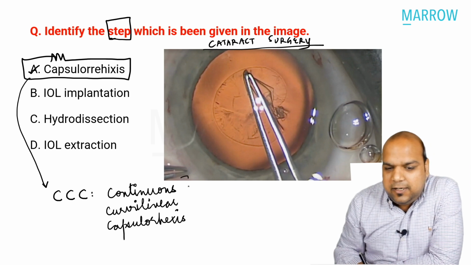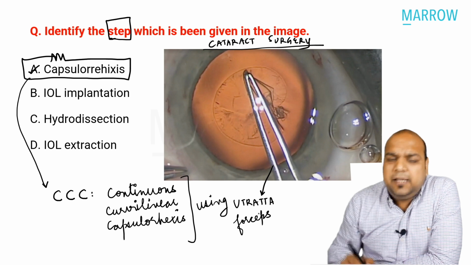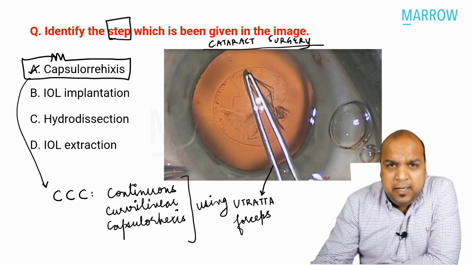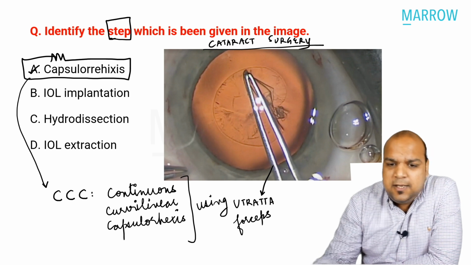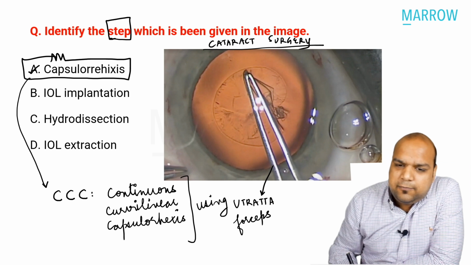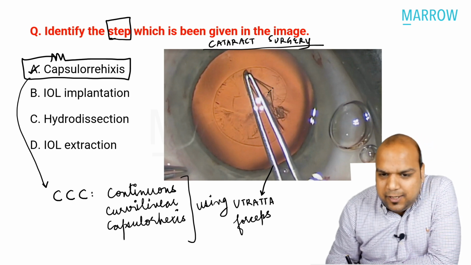This can be created using what is shown in the photograph. This is known as Utrata forceps. Again, these are surgeon's choice, everybody, which instrument the surgeon wants to use for which step. There is no hard and fast rule. As you can see, through the incision, the Utrata forceps has gone inside the anterior chamber. It is holding the anterior capsule and a circular motion has been done to create a rhexis.